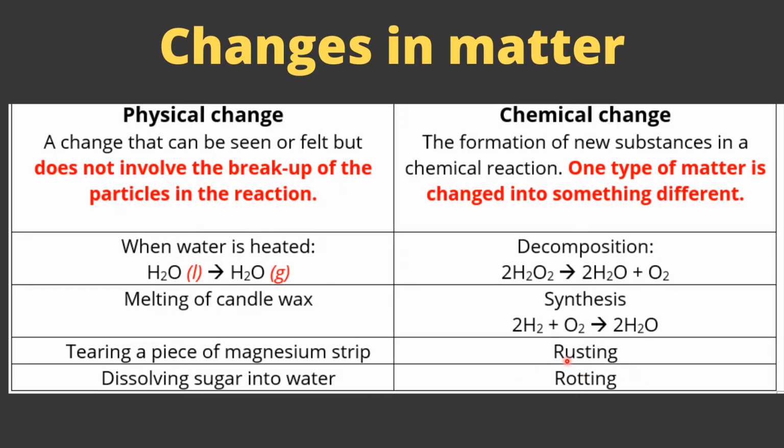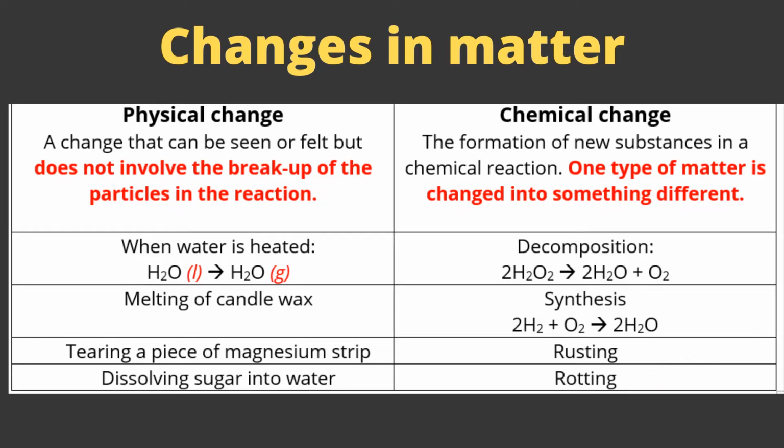Even when something rots. So if you've put something in, let's say, your fridge for 10 weeks, or maybe you get load shedding and then when it comes back it's spoiled, it's rotten. You started off with one type of matter and then it changed into something else, right? I hope that is clear.